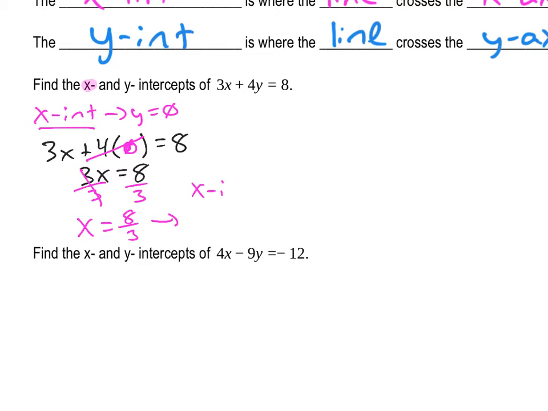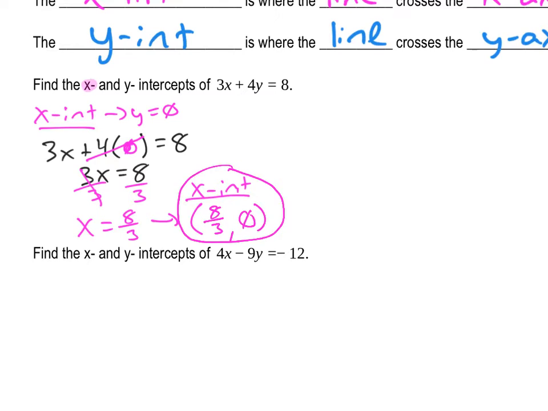So the x-intercept is going to be what coordinate? What goes first? What we just solved for, 8/3. We solve for the x, that's the x value. And what's the y value? 0. So there's our x-intercept.